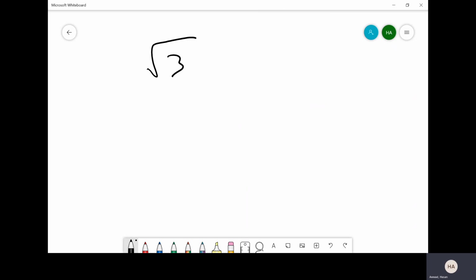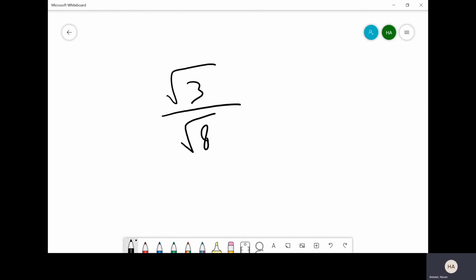If we have the square root of 3 over the square root of 8, and I say I want you to rationalize the numerator, okay? And I'm going to write numerator just so no one forgets. So we're trying to rationalize the numerator. That means that what I want to do is get rid of the square root of 3 up top. I don't want that square root anymore, okay?